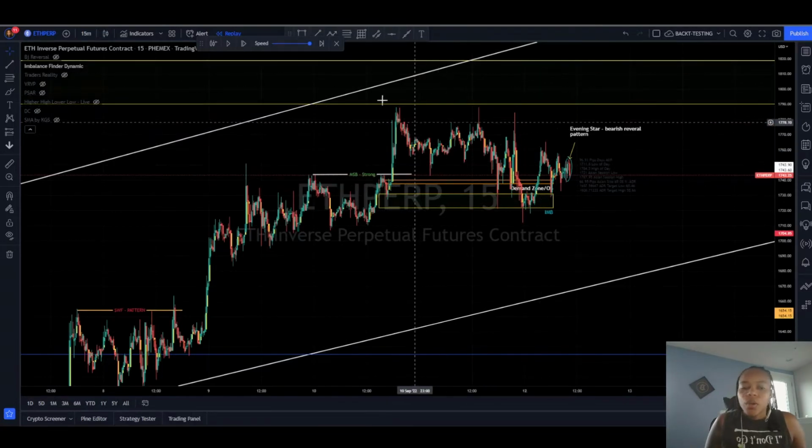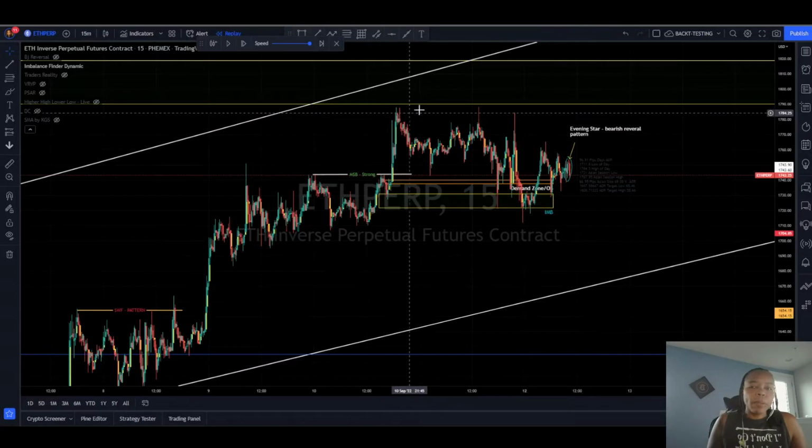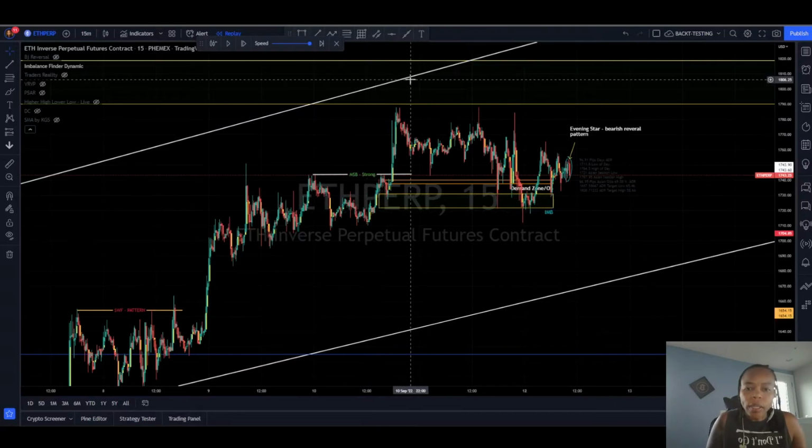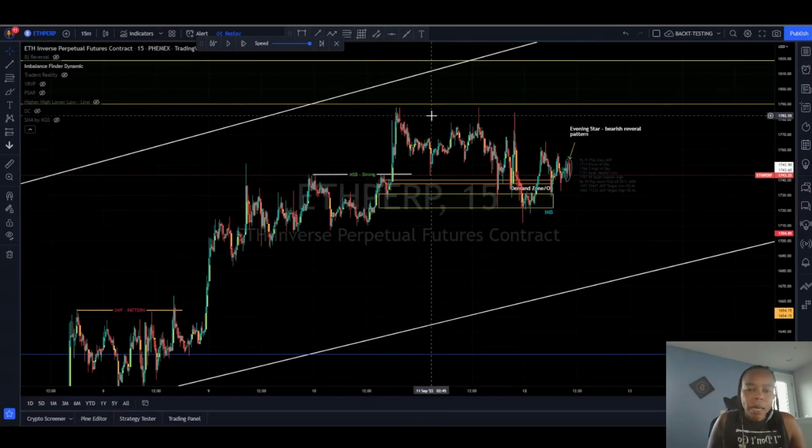Okay, so another reason to make sure you mark out your imbalances, because those are areas of potential targets. If you were, say, going into a long and they were going to come in and eat this imbalance, that could be a great place for you to take some profits, right?